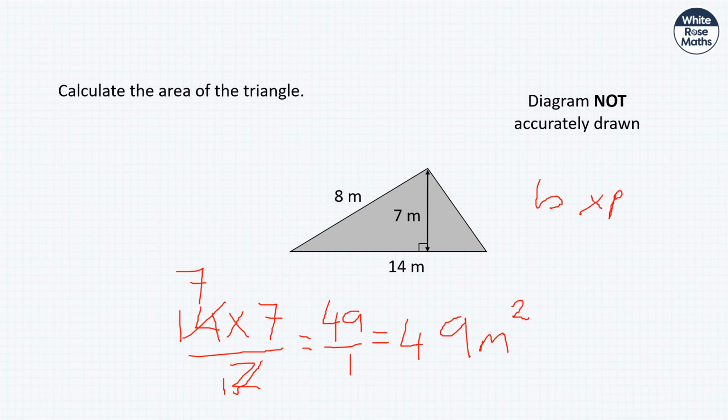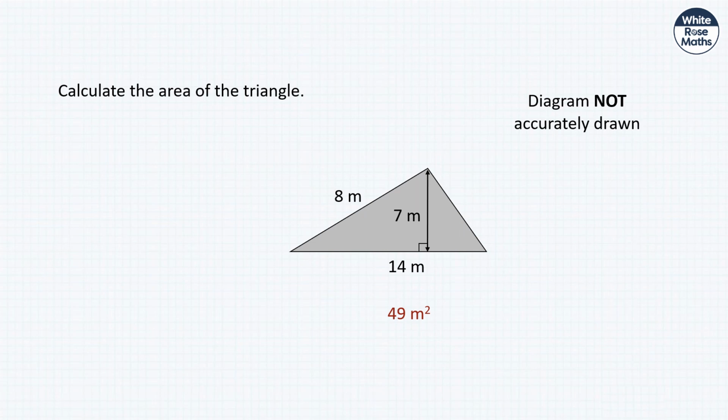It's base times the perpendicular height, guys. So I'll put a PH there, so perpendicular height divided by 2. Perpendicular height means it's perpendicular to the ground, it meets the ground or the floor at 90 degrees. So that is what it means. It is not a slanted height, so it's not this one here. There we go, 49, guys.